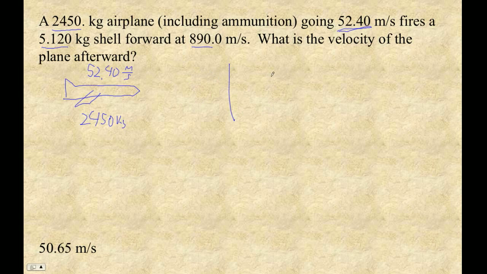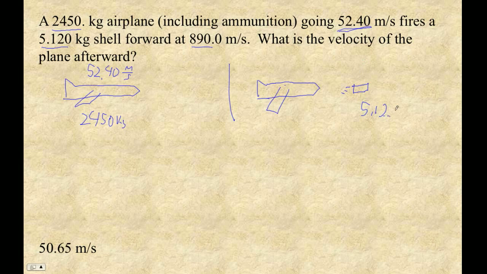Okay, and then afterwards, here it is. It fires that shell off, right? Apparently it changes shape, right? So here's the picture of it. Okay, and it's got this shell, and a shell is, by the way, like a bullet. Okay, so there it is.